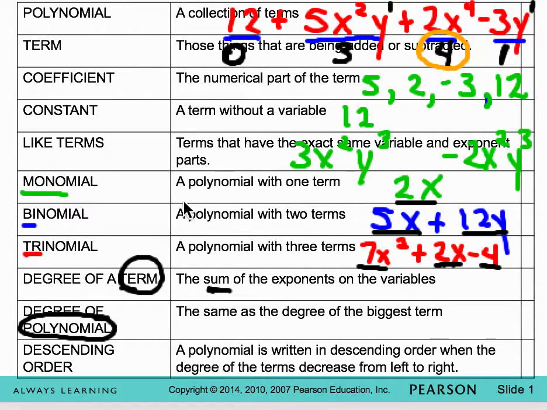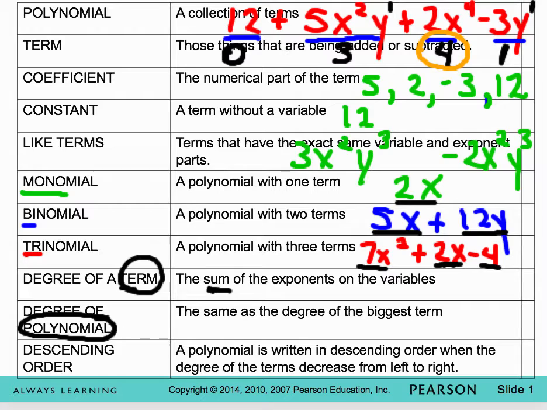Okay, so remember, we're just adding and subtracting these things, and when you add, addition is commutative. All I have to do is remember the sign in front of the number goes with the number. So I can write 2 plus 3 or 3 plus 2. Same thing.